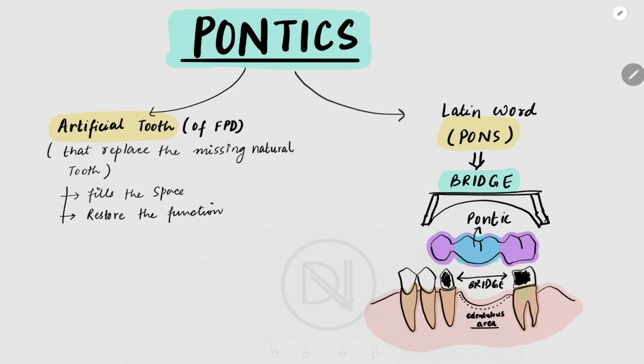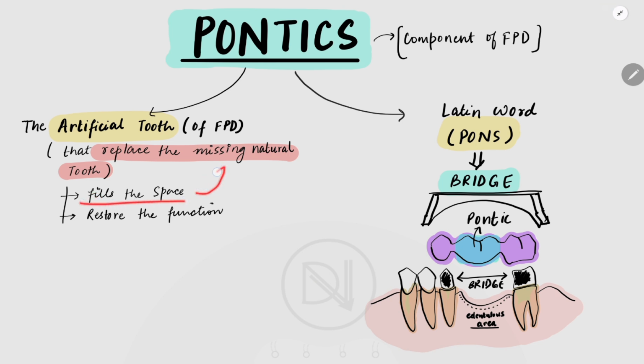In today's topic, we're going to read about Pontic. So Pontic is another component of FPD. Pontic is the artificial tooth of the FPD that is going to replace the missing natural teeth. Usually it fills the space which was previously filled by the missing natural teeth, and therefore it restores its functions. The name Pontic has been derived from a Latin word pons, which means bridge.